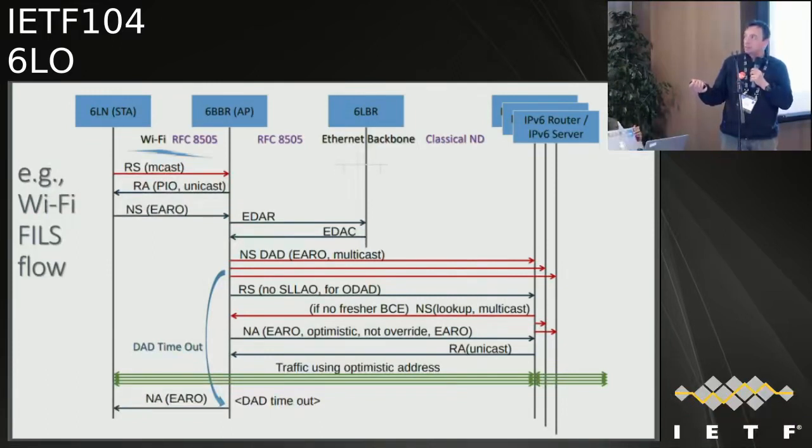Intercepted by the access point, which is a 6BBR, never broadcasted anywhere, just answered unicast. So this does not represent a broadcast at all. Now from this RA, my STA has a PIO, prefix information option, and I can form an IP address. Just the same autoconf as before. You can use any randomization. I mean, we have enough RFCs now to do that.